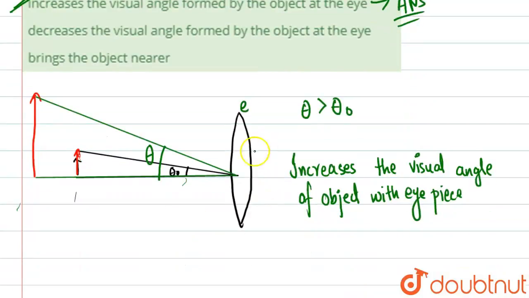So basically the eyepiece is where the eye is. Let's suppose this is the eye. This is the point where we keep our eye. So if this is the eyepiece, then here is the place where we keep our eye. And if you see the microscope diagram, the object is this, but the image formed subtends a much greater angle.